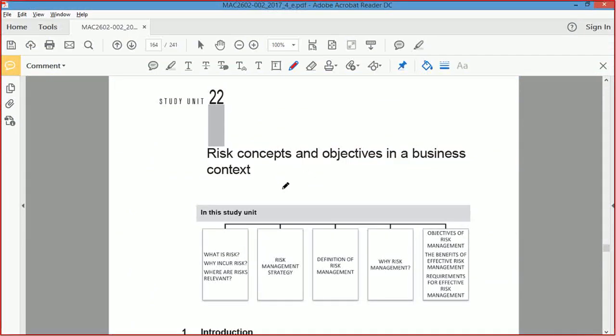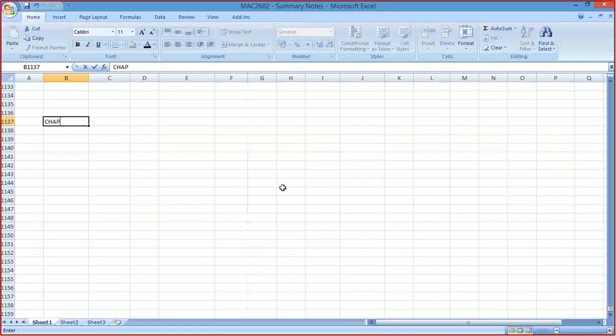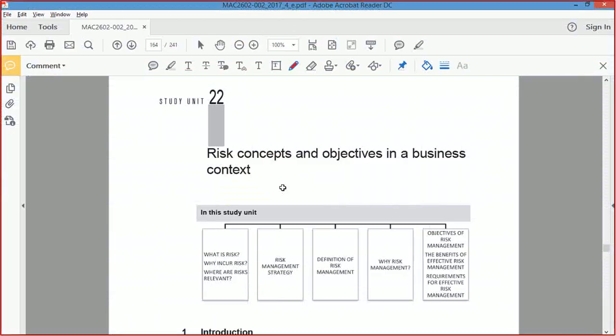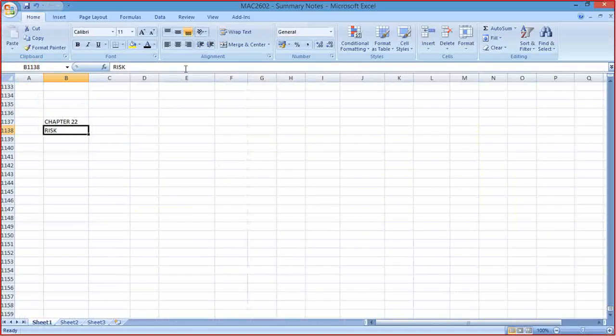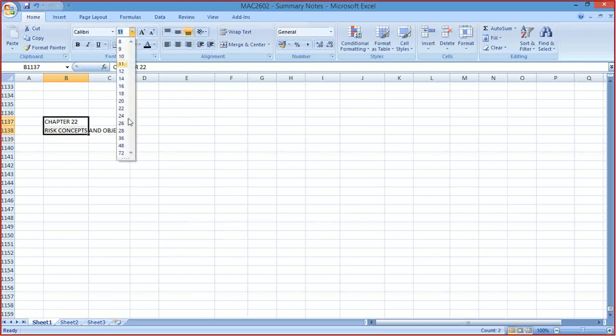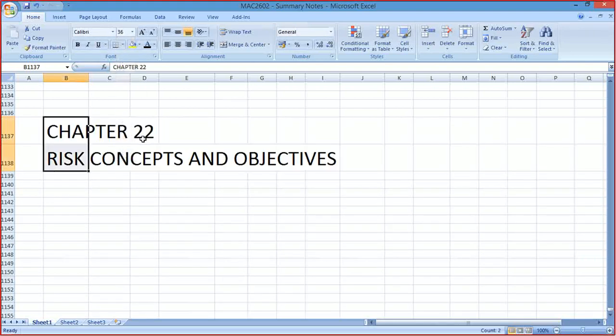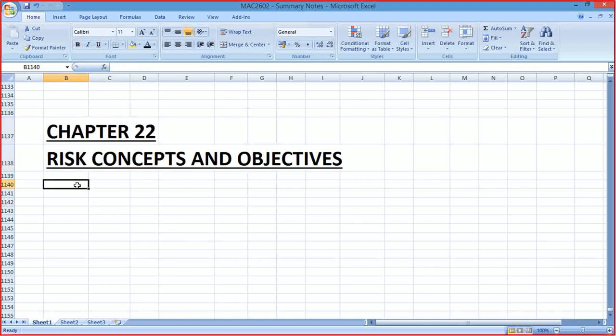Okay, just to highlight the first bit, which is the main heading, let's put that in. Okay, this is chapter 22. Risk concepts and objectives. Okay, so the most important thing is, what is risk? That's where we need to start. So how would you define that concept?